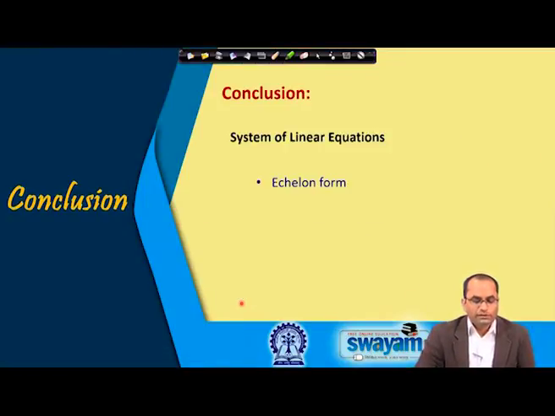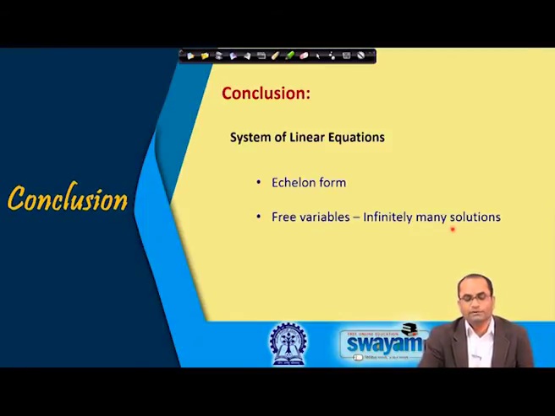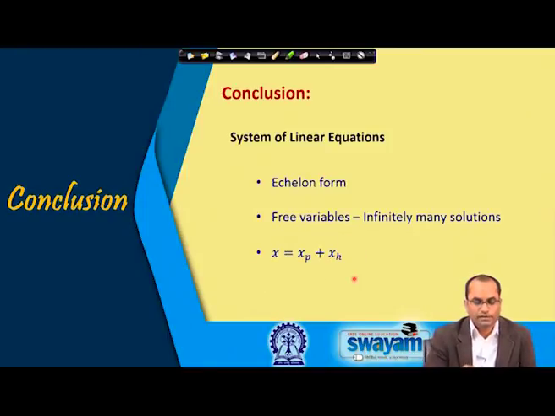And the conclusion here: for the system of equations, this echelon form was very important, and we have introduced this concept of the free variable, and that leads to infinitely many solutions. And the solution of a non-homogeneous system of equations has this special structure, that we get this xp which satisfies the given Ax is equal to b, and we have a part xh which satisfies Ax is equal to 0, and as a whole this x also satisfies Ax is equal to b.